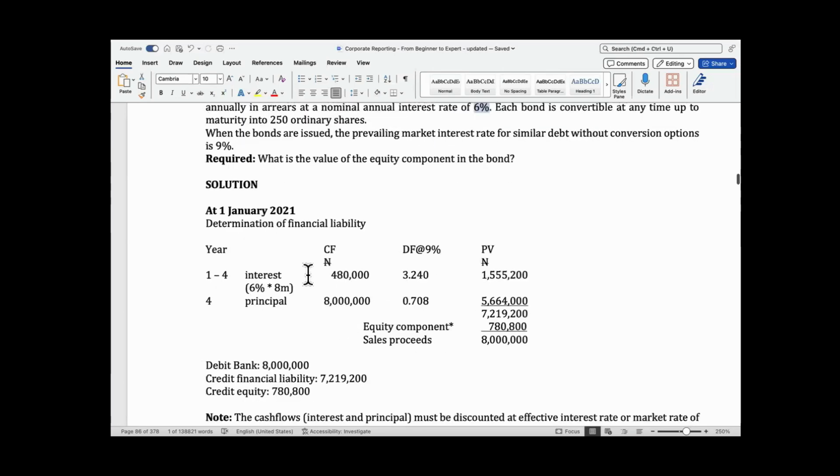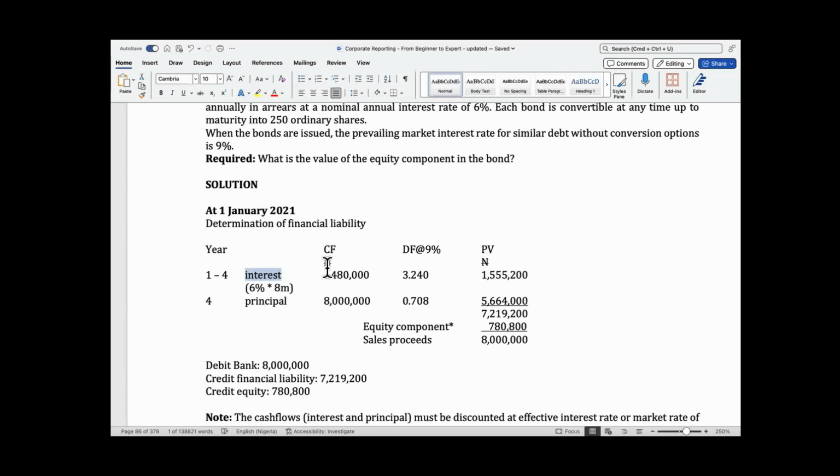Now, back to determination of this liability. I say first, you are going to get the present value of the interest. That's how you value liability. It's just for you to get the present value of all the future cash flows. That's the value of that liability. That's what you're expecting from it.